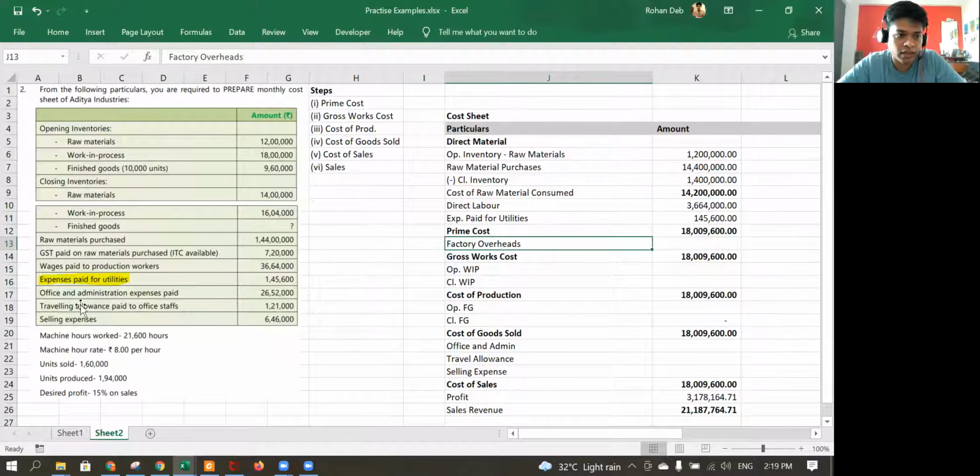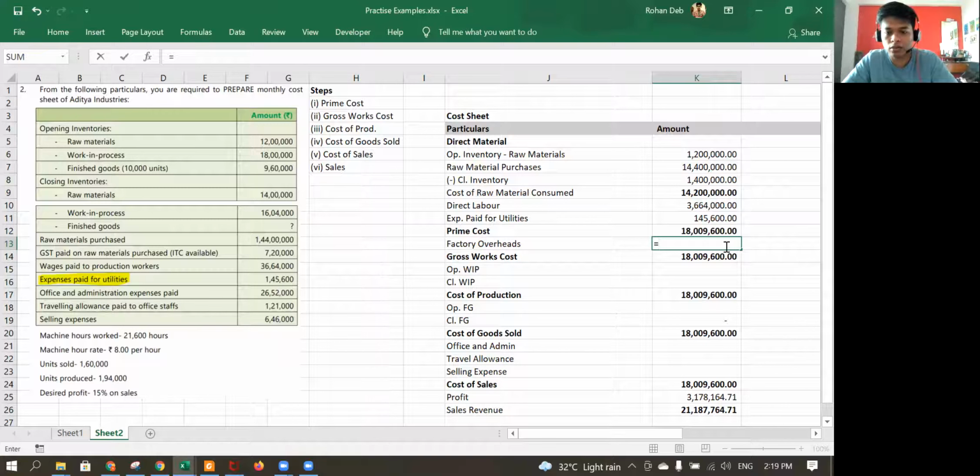Factory overhead: do I have any factory overheads over here? In this table I don't have, but here it says machine hours worked are 21,600 and there is a machine hour rate. This is again just like your absorption costing. In this case they have not given you the actual rate, but if an actual machine hour rate was given, we would have to do that too, but I'm not going into that. This is purely a cost sheet. So how much is my factory overhead? Equal to 8 rupees per hour multiplied by 21,600 hours. So this gives me a factory overhead of 172,800.